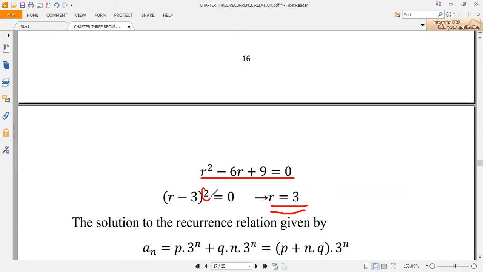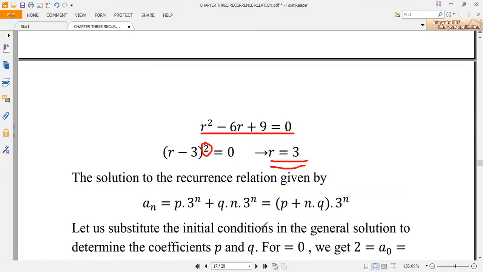Multiplicity is just the number of repetitions, how many times the root of the equation is repeated. It is said to be the multiplicity of the root. So the solution to the recurrence relation: since the roots of the characteristic equation are repeated, the general solution to the recurrence relation is given by a_n equal to p times 3 to the power of n plus q times n times 3 to the power of n.